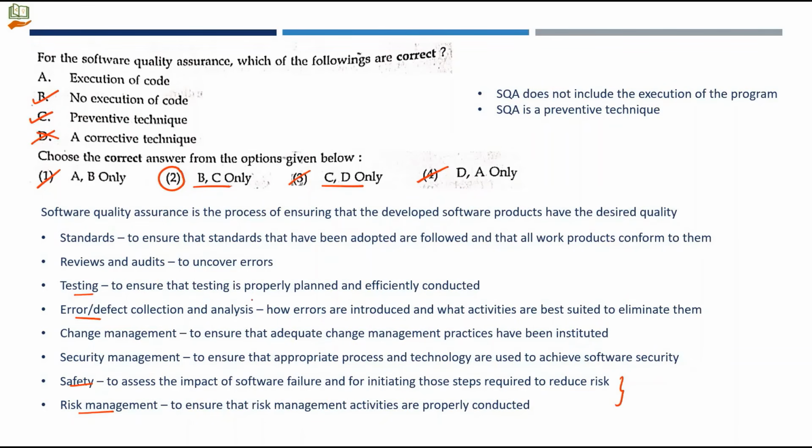We have to ensure that testing is properly planned and efficiently conducted. So the team has to analyze the testing process. They are not going to test it. Similarly, error defect collection and analysis is done. They are asking how errors are introduced and what activities they have done. They are not going to sit and correct the error in the source code. So execution of code will also not happen here. We will go with option number 2 as the right answer.